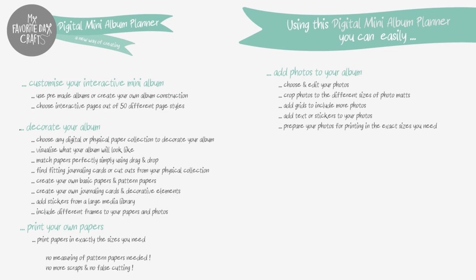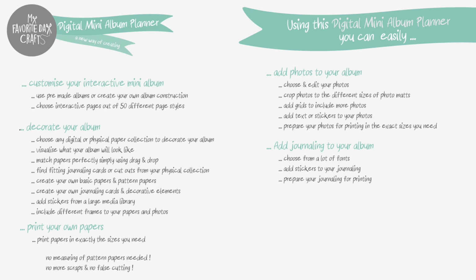And as I showed you, this planner even comes with grids to include more photos on a photo mat, and then you could also add some text or stickers to your photos. And once you have finished creating your whole album and adding all your photos, it's so easy to prepare those photos for printing. And to actually keep these memories alive, I think that it's also great to add some journaling to your album along with these photos you're using. And to do the journaling in this digital mini album planner is also a game changer, because you can really see what the journaling would look like along with the decorated pages and the photos.